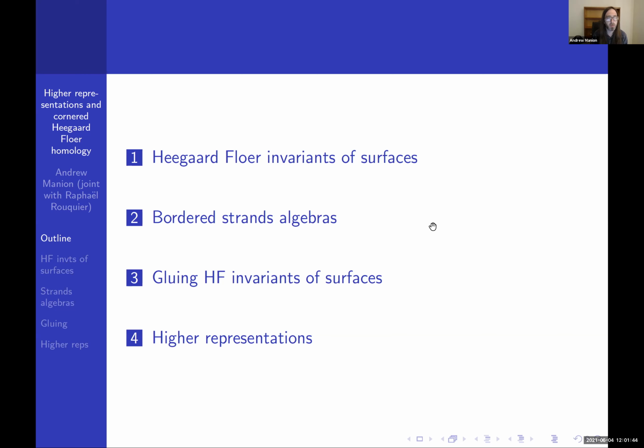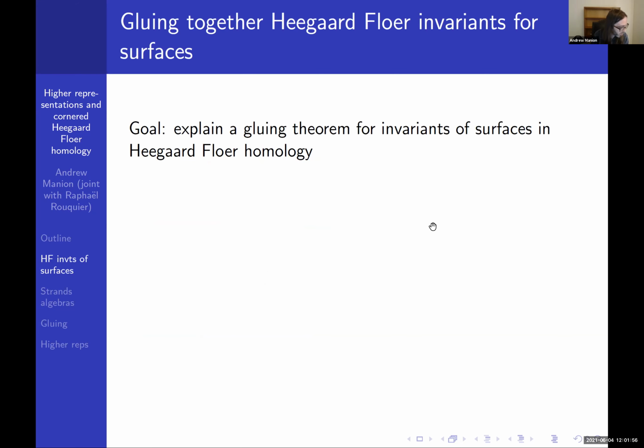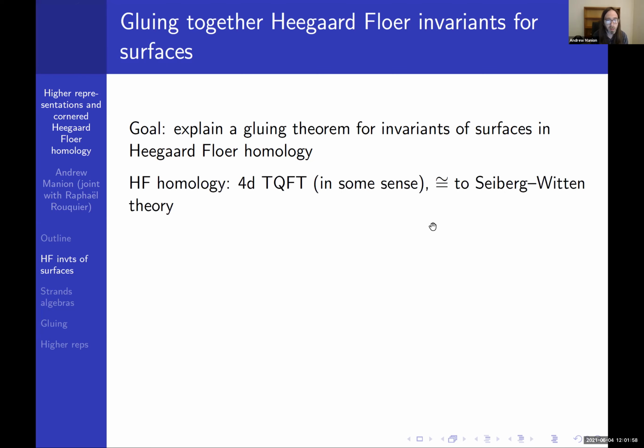And that is something that I want to argue is related to higher representation theory and a certain tensor product operation for higher representations that's new. So that's what I want to get to by the end. But let's start from Heegaard Floer homology.